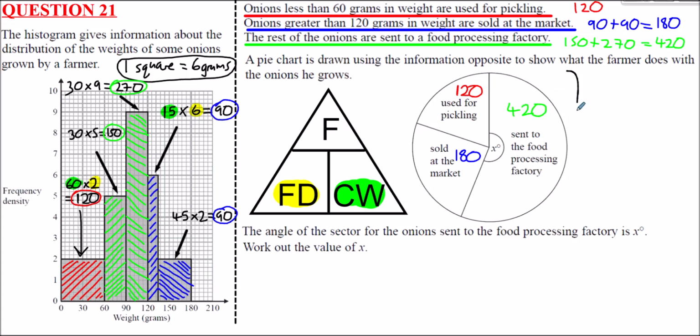So now we can work out the total number of onions. So the total number of onions is 120 plus this 180, so 180 plus 120 plus a 420 which has been sent to the processing factory. Can't seem to write, what's wrong with me? 420. So if we add those together, what we get is 720 total onions.